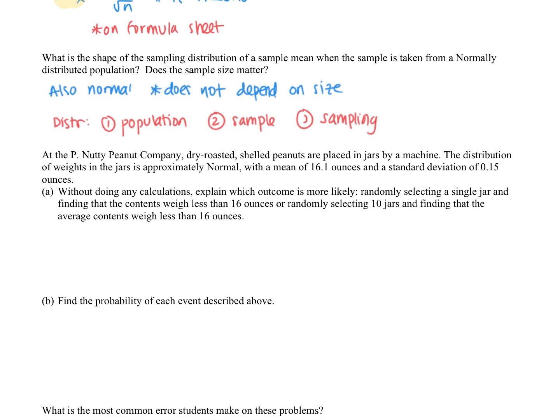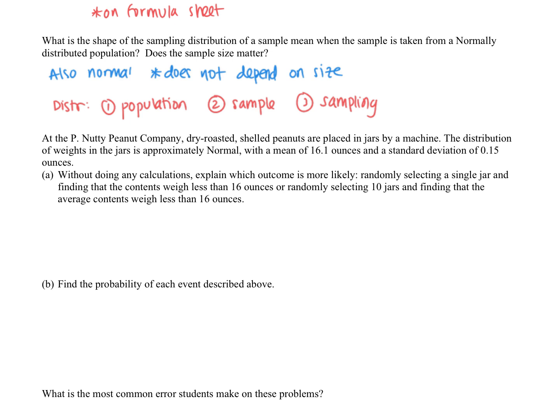Okay, so let's do this example. At the Nutty Peanut Company, dry roasted shelled peanuts are placed in jars by a machine. The distribution of weights in the jars is approximately normal, with a mean of 16.1 ounces and a standard deviation of 0.15 ounces. Without doing any calculations, explain which outcome is more likely. Randomly selecting a single jar and finding that the contents weigh less than 16 ounces, or randomly selecting 10 jars and finding that the average contents weigh less than 16 ounces.